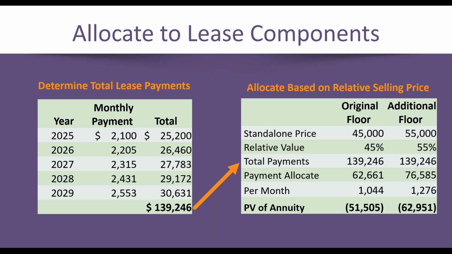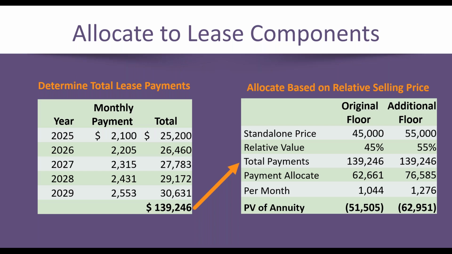And so you allocate the total payments, $139,000 that we calculated in the first table to the left, in the table to the right to the original floor and the additional floor. And so you come up with the payments of $62,600 allocated to the original floor and $76,500 or so to the additional floor. And then you calculate what that per month amount will be, and then you calculate using that the present value of an annuity. And so you see here I get $51,500 for the original floor as the present value under the new modified terms, and $62,900 for the additional floor under the modified term.